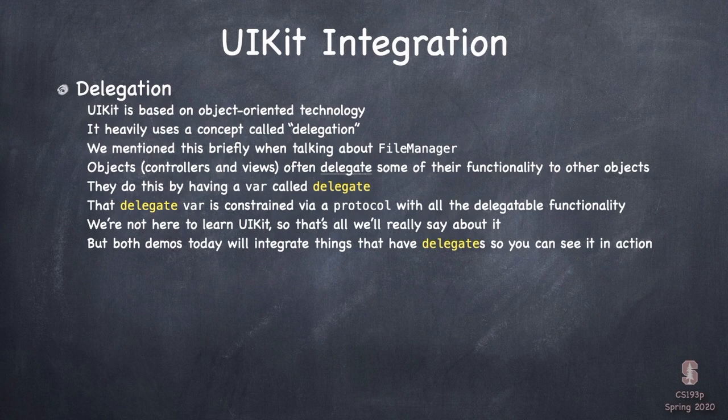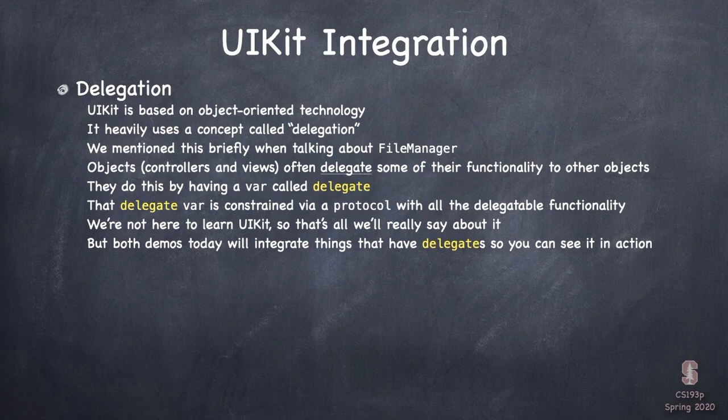Remember, UIKit is object-oriented, not functional programming, it's object-oriented. So it's very different. It's not declarative, it's not reactive, none of those things. And it uses heavily a concept called delegation. We briefly mentioned this when we talked about File Manager. File Manager has a delegate, but these objects, these controllers and their views have a delegate that they literally delegate functionality to. Some of the functionalities, views and view controllers, they offer to allow some other object to control that.